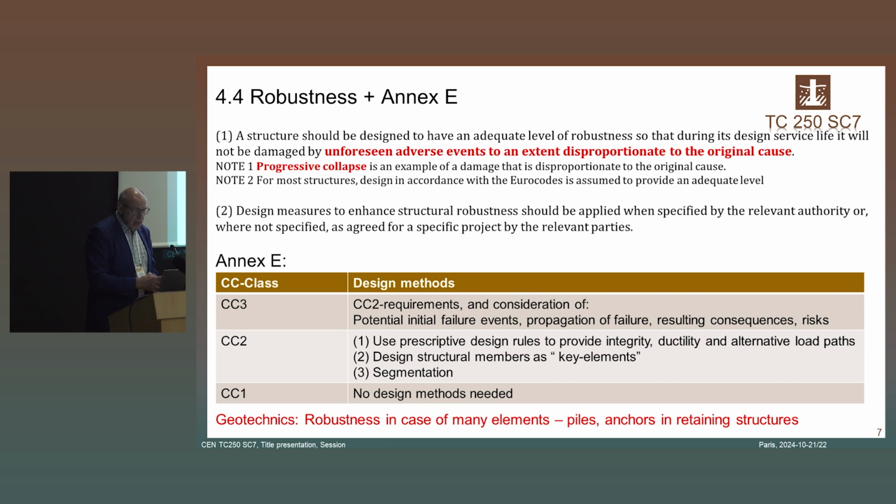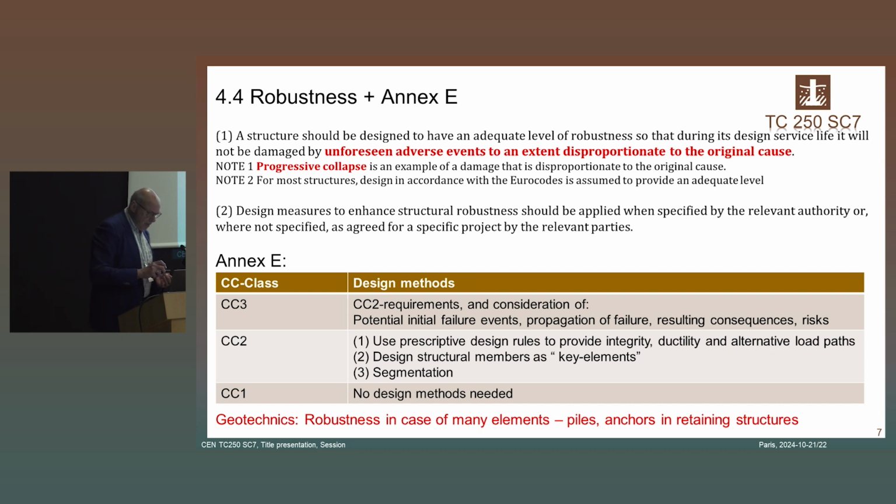Robustness. The definition is that the structure should not be damaged by unforeseen adverse events to an extent disproportionate to the original cause. And that means that a collapse of one beam should not cause the complete structure to fail. So it's against progressive collapse. And in geotechnics, you should think about a retaining wall with anchors, where if one anchor fails, the whole wall fails because the others are also losing their strength.